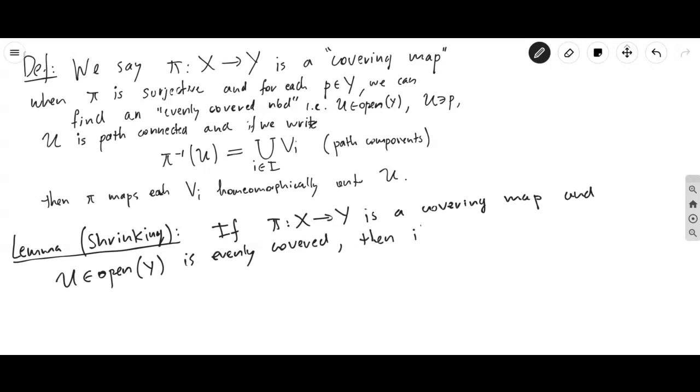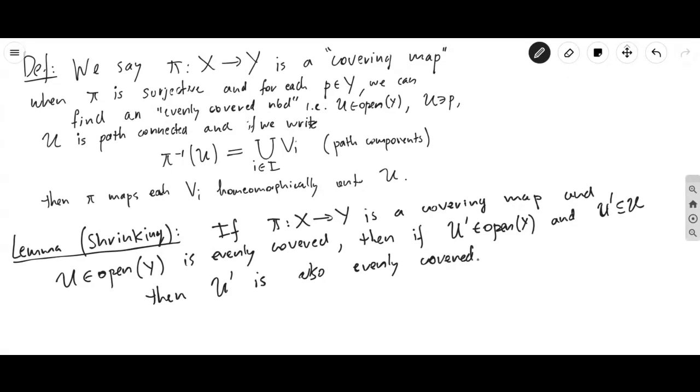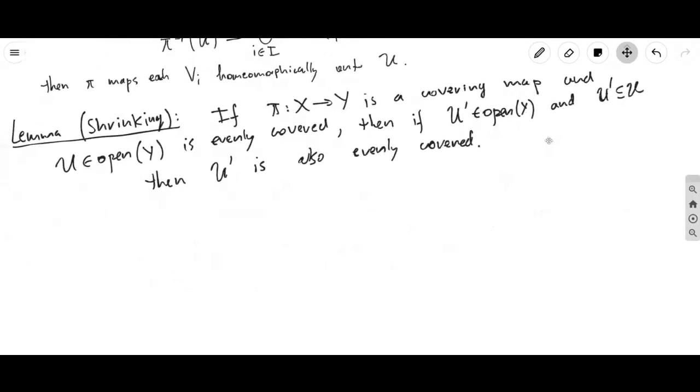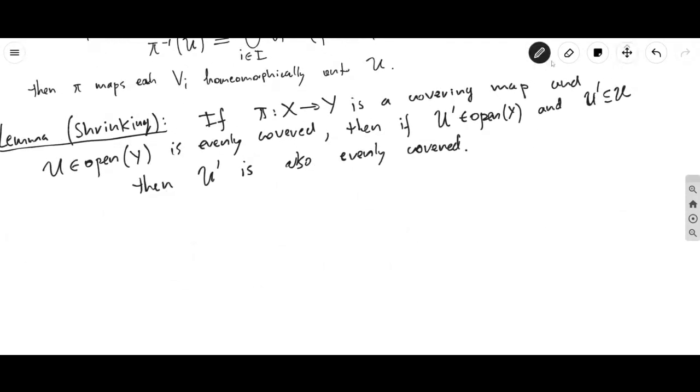then if U prime is another open set in Y, and U prime is sitting inside U, then U prime is also evenly covered. So this is called the shrinking lemma, and the proof of this is quite simple. So let's write a formal proof for this one.